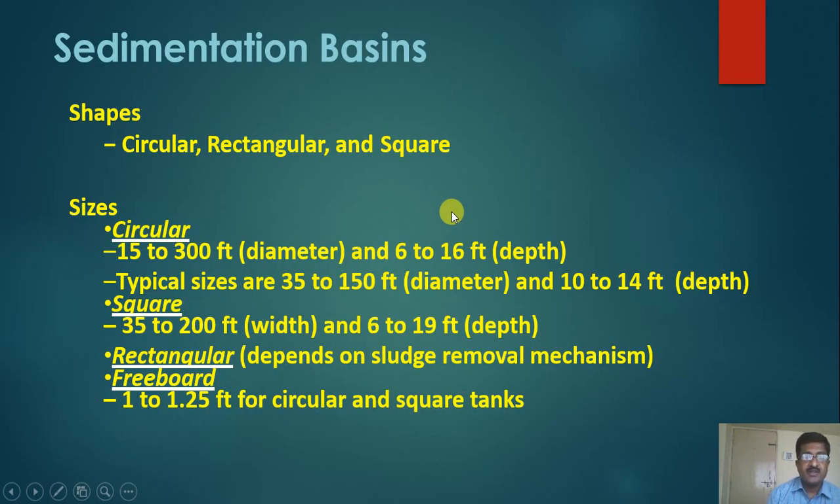Now regarding the sedimentation basin, the sedimentation tank may be circular, rectangular, or square. In the circular tank, 15 to 300 feet diameter and 16 feet depth is possible. Typical sizes are 35 to 150 feet diameter and 10 to 14 feet depth. For the square sedimentation tank, it is 35 to 200 feet width and 6 to 9 feet depth. In the rectangular tank, depending upon the sludge removal mechanism provided, freeboard is necessary, 1 to 1.25 feet for circular, and for the square tank the freeboard is necessary for the overflow.